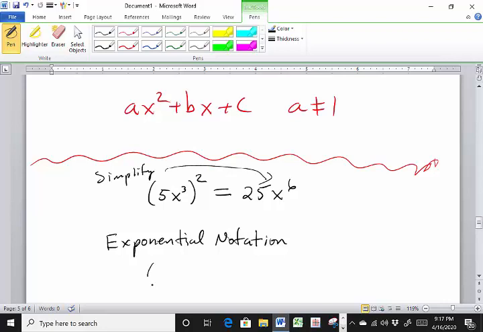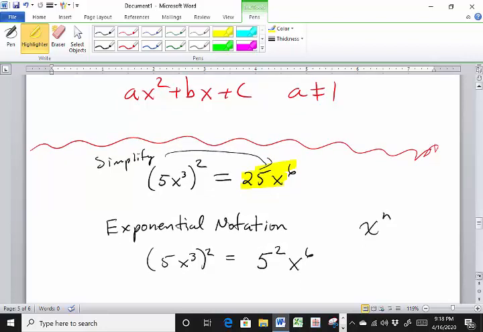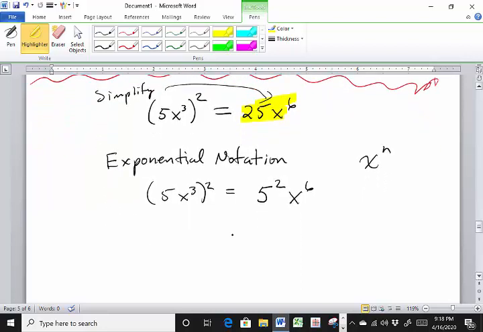But if it says to write it in exponential notation for the same problem, okay, remember exponential notation, you write exponents on it. So this is actually 5 squared times x to the 6th, right? Because exponential notation is going to be x to some power, okay? So this would be the correct answer, where some of you actually put in this result, all right? So be careful, number one, input what they ask for.